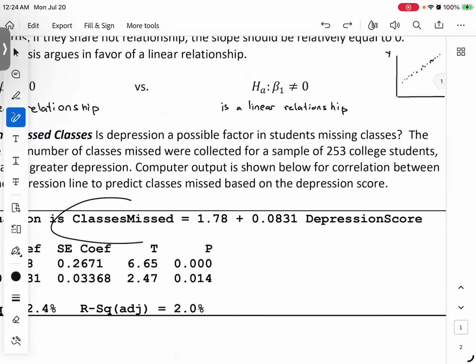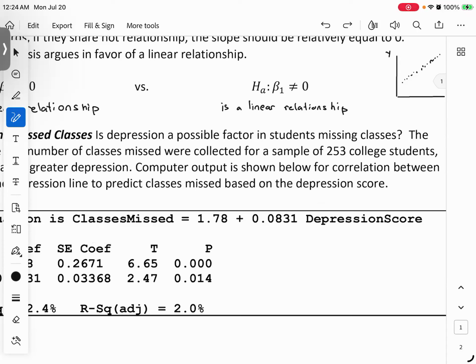Now, in the example we're looking at, the two variables that they're seeing if they're connected to each other are the number of classes that a student might miss, in other words, how often they're absent, and their depression score. Just take a moment and think, do you think there's a relationship between these? If somebody is more or less depressed, that might impact how often they miss classes. Imagine if they're feeling really down and out, maybe they don't want to go to class, right?